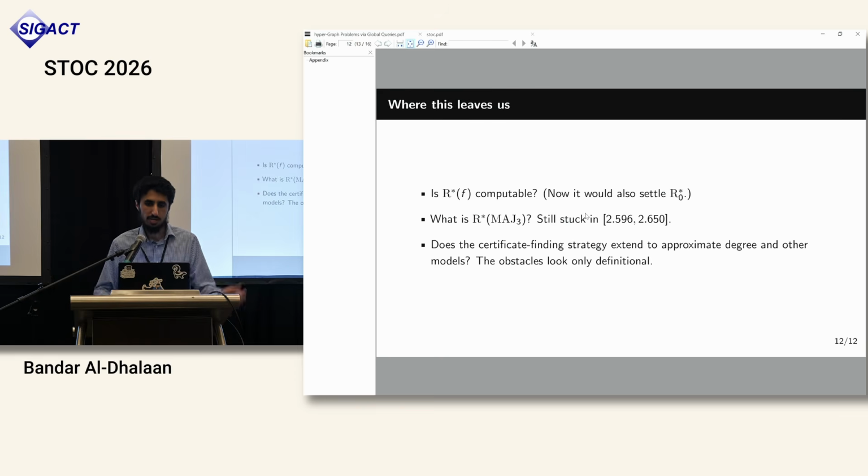So what that leaves us with is: is R star of f still computable? We don't know, but answering that would also settle R0 star of f. What is R star of 3-majority? That's still stuck. We don't know the actual answer to that, but we do know its R0 star. And does the certificate finding strategy extend to other measures like approximate degree? That's something that can also be explored in further work.